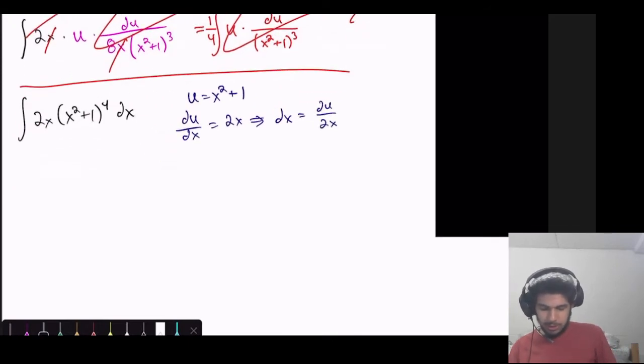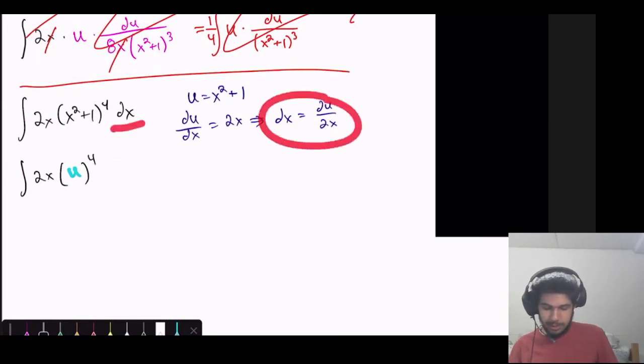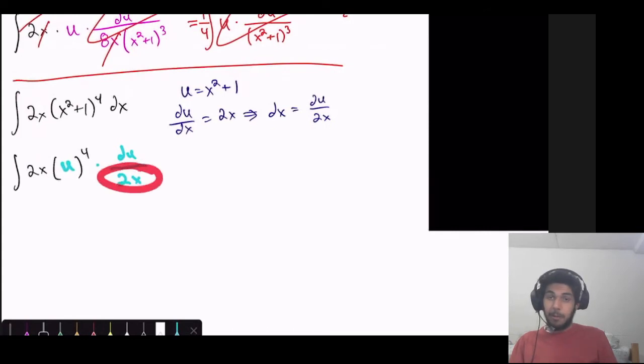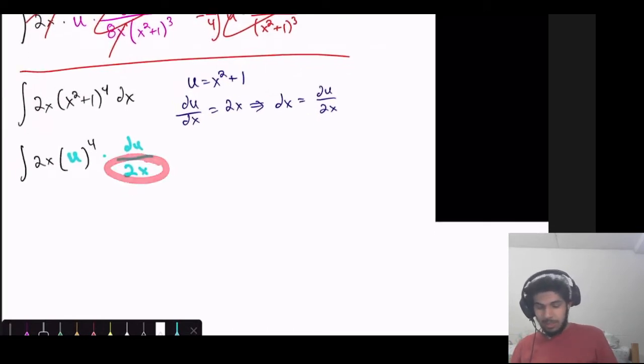All right, so we'll return to our integral. We have the integral of 2x. Now we'll substitute our u in for x squared plus 1, so u to the 4th power. And then this dx we solved for right here, so we'll multiply this by du over 2x. And sure enough, this 2x is the derivative of the u that we chose. This was the multiplicative factor that we noticed.